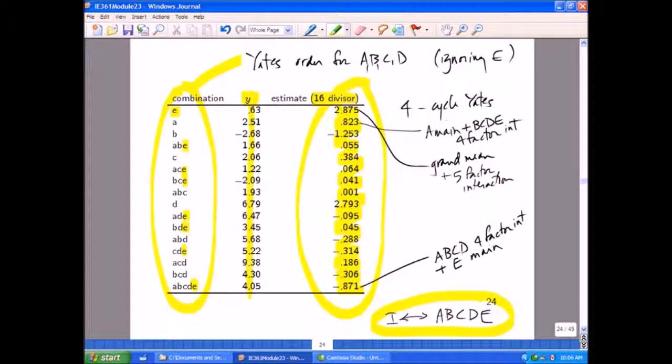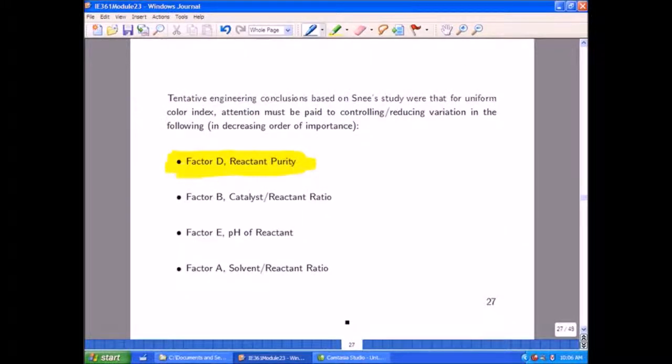So what I'm pointing out to you is that the biggest value in this table is here, except for the overall mean. The second biggest is there, followed by this one, and then this one. And so in order of decreasing importance, it looks like I might say factor D, B, E, and A, their main effects are possibly the most important effects in this experiment.